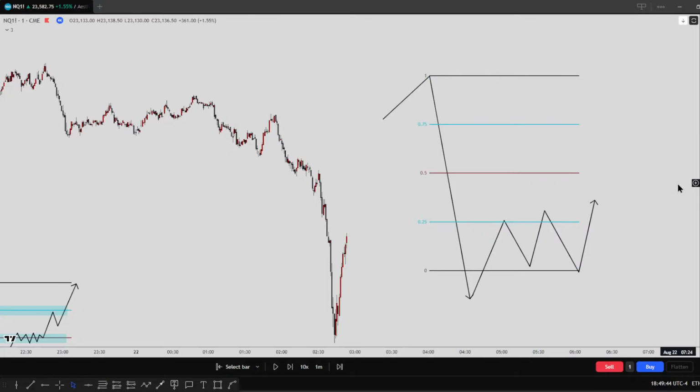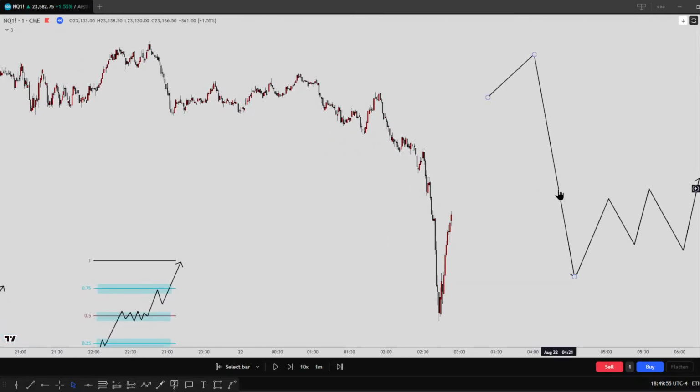Do I use fib optimal trade entry? Yes, but we're not going into that with this. It's not relevant to swing grading. Okay, I'll show you how implied ranges work on a real chart. How about that?